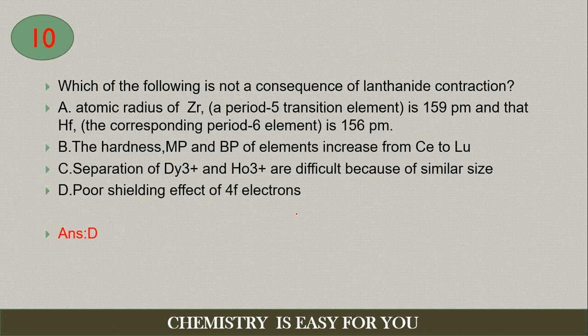Separation of Dy3+ and Ho3+ is difficult because of similar size. This is also a consequence of lanthanide contraction. Hardness, melting point and boiling point of elements increase from cerium to lutetium. This is also a consequence of lanthanide contraction. So option D, poor shielding effect of 4f electrons, is not a consequence of lanthanide contraction. The other three are. So please write this down.